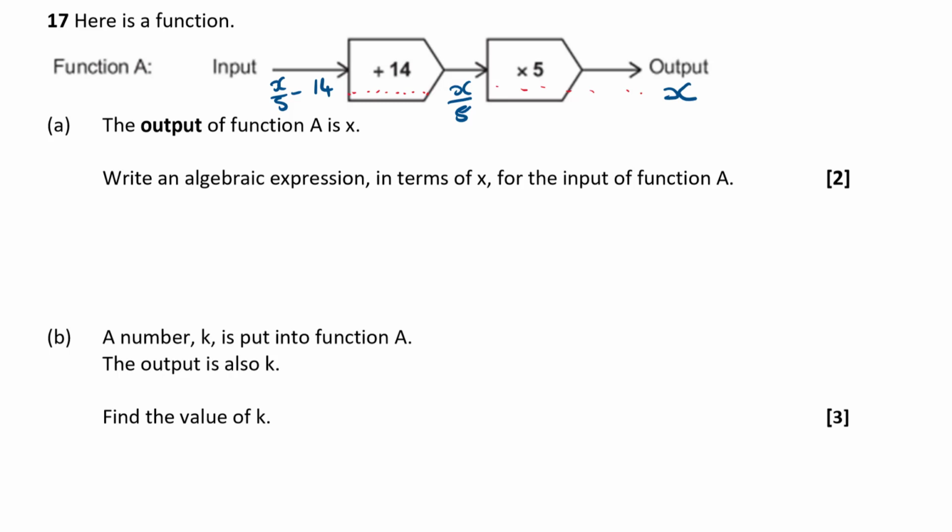So basically what we're doing here is finding the inverse function, aren't we? We've worked out what the inverse function is. So what is the expression we would get? We would get x over 5 minus 14. Okay?